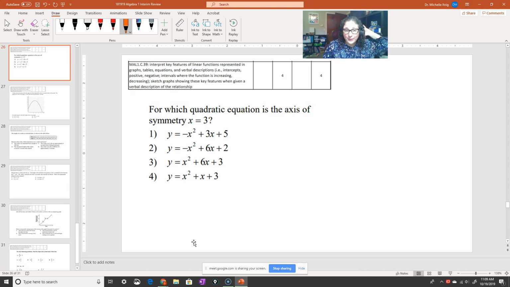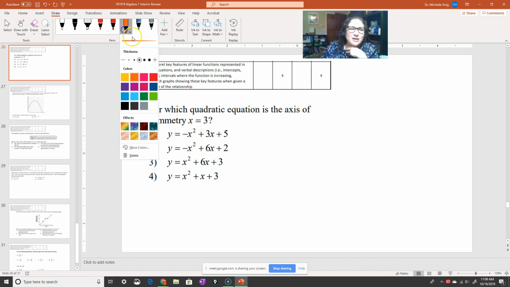Which quadratic equation has the axis of symmetry x equals 3? I like this one because you had to do it 4 times. If it's the last one, honestly, I don't remember what the answer is, so let's take a look.